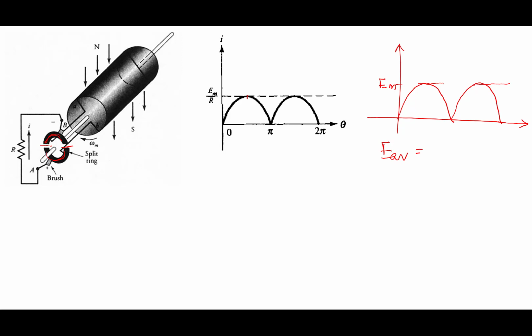EMF for current, whatever, they will be the same except resistance, right? Yeah. 2 by pi EM, very good. 2 by pi EM. Okay, this will be your average value of this signal, right?